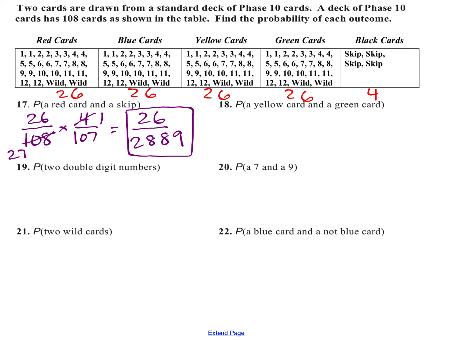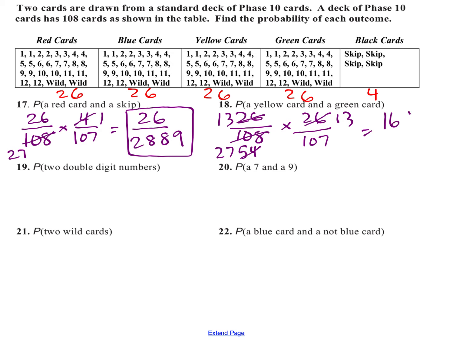It's done. Okay, number 18, a yellow card, that's 26 out of 108, and a green card, that's 26 out of 107. We can reduce here. This reduces to 54 with 13 on top. We can also reduce here, another multiple of 2. And we get 13 times 13 on top, which is 169. And on bottom, 27 times 107, which is 2889. And this does not reduce. So there's your probability, 169 out of 2889.